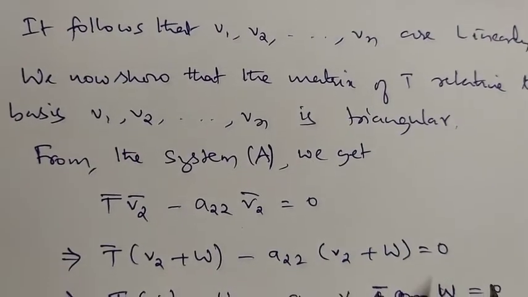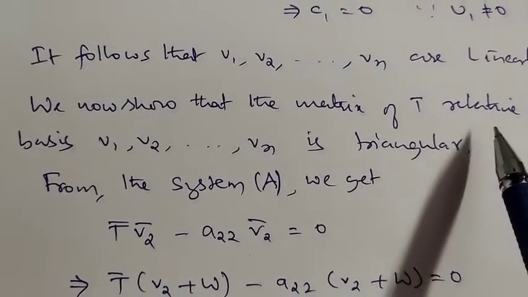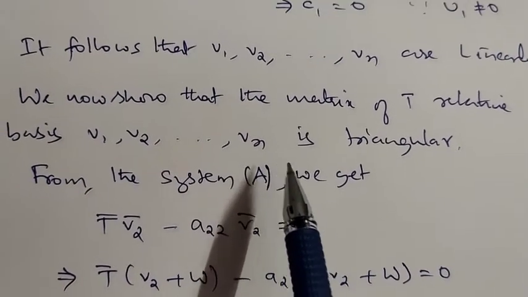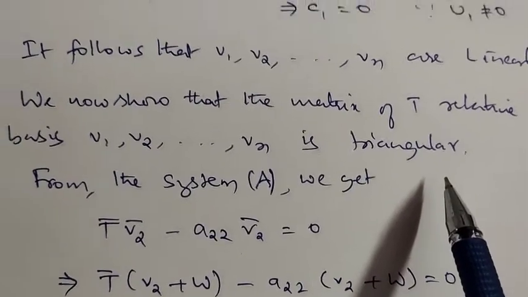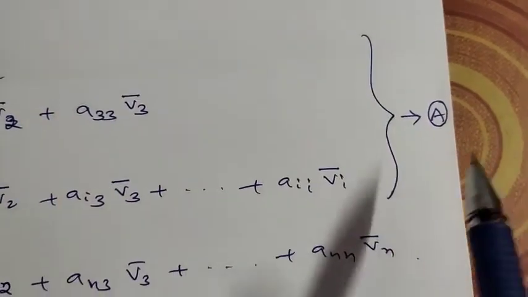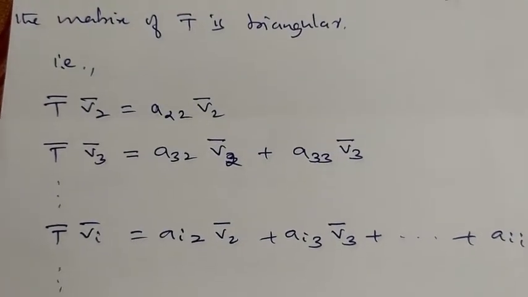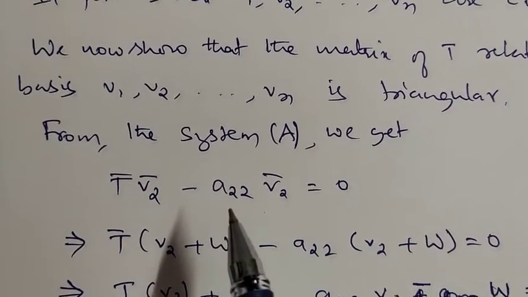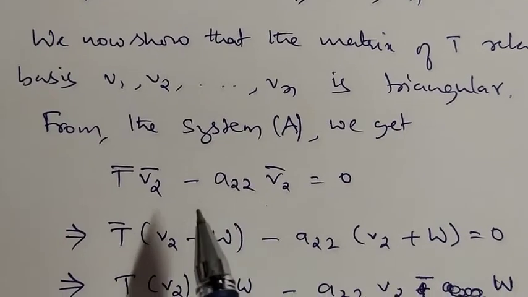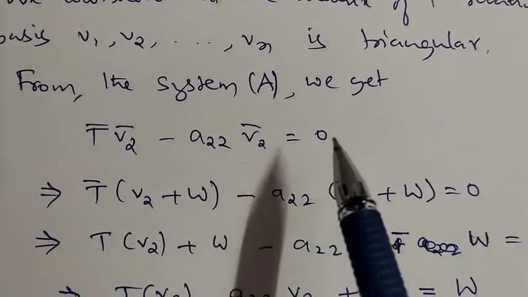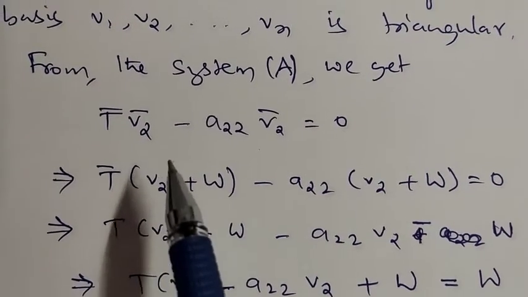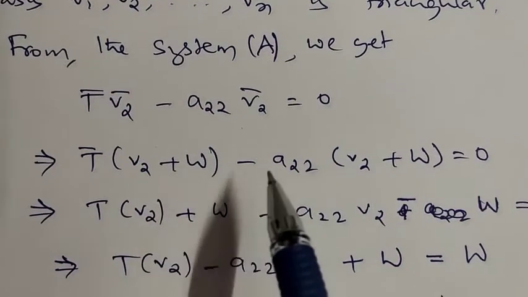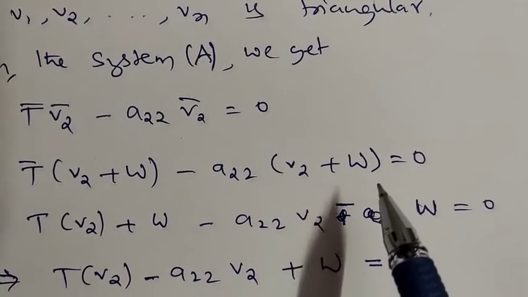Now we show that the matrix of T relative to this basis v1, v2, etc., vn is triangular. I call this set of equations A, this system of equations. Now let's come to the system of equations A. From the system of equations A, T bar of v2 bar is equal to a22 v2 bar, which means T bar of v2 bar minus a22 v2 bar is 0. This implies T bar of (v2 plus W) minus a22 into (v2 plus W) is equal to 0.